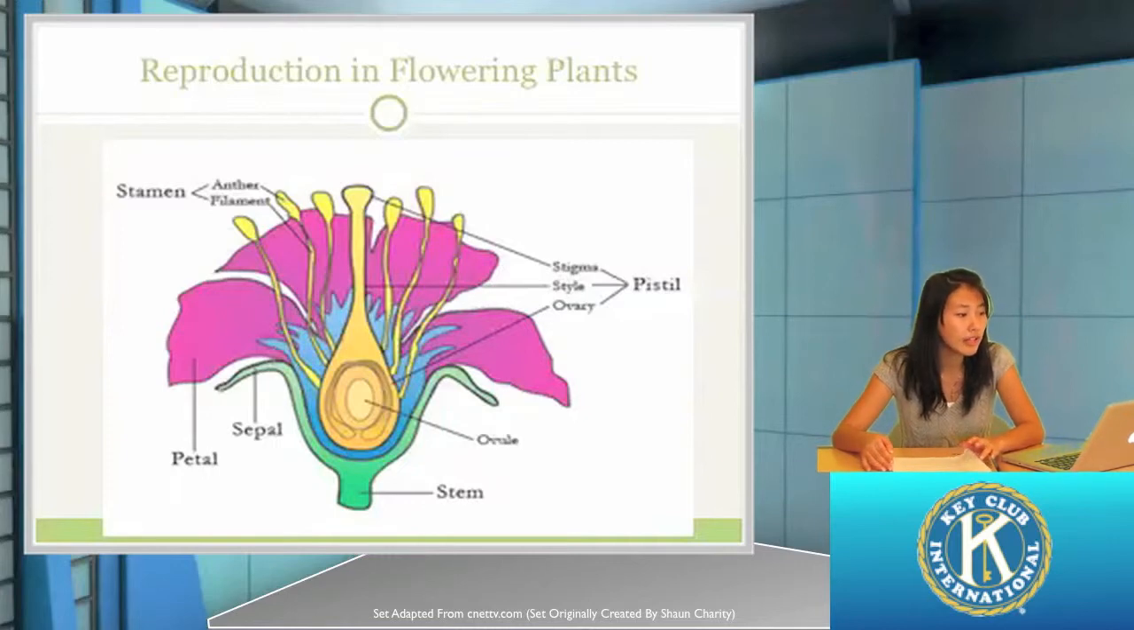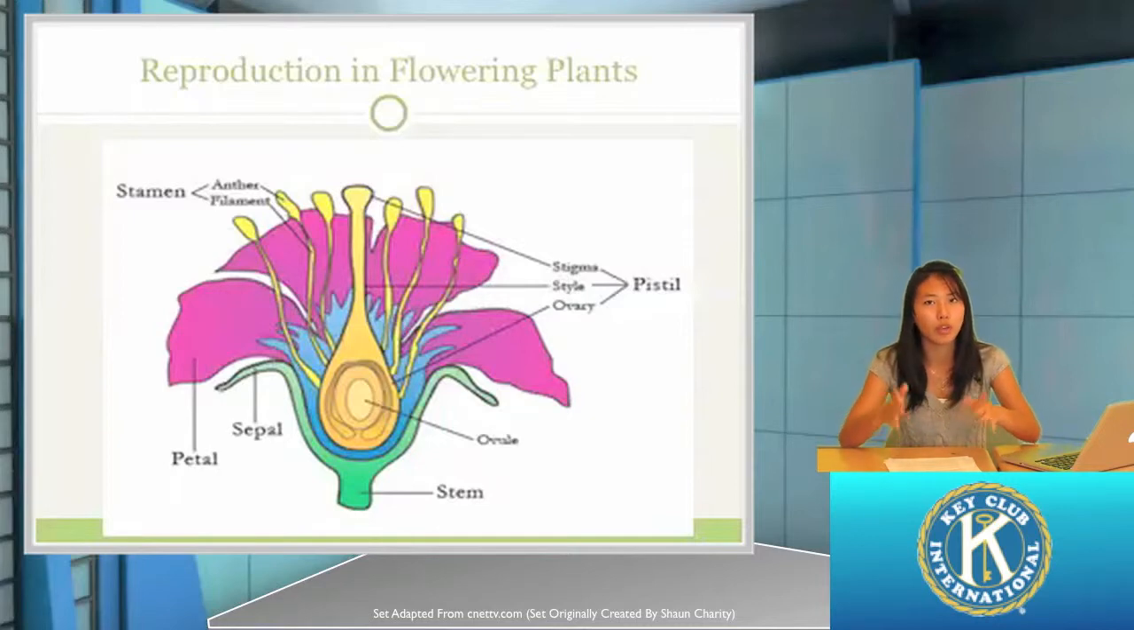The pistil has three parts: the stigma, style, and the ovary. The stigma is where the pollen is picked up, and the style is a passageway for the pollen grains to fall in to lead into the ovary. And the ovary is basically where all of the fertilization and reproduction occurs.